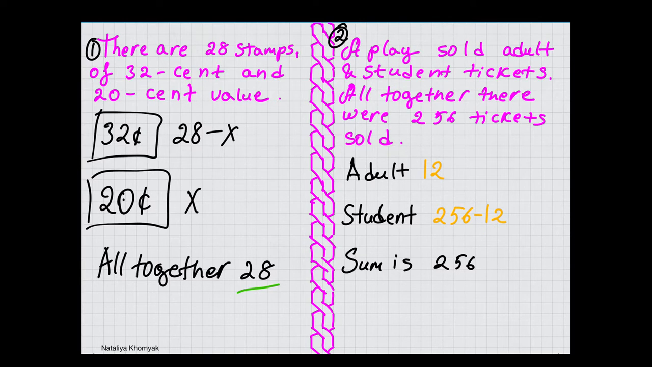244. If we know that 125 adults show up, then 256 minus 125 would give us the number of students that will show up, because the number of adults plus the number of students is always constant. If I don't know how many adults show up to the play, I can call it an X. Then the number of students will be 256, the total amount of tickets sold, minus the number of adults that show up.